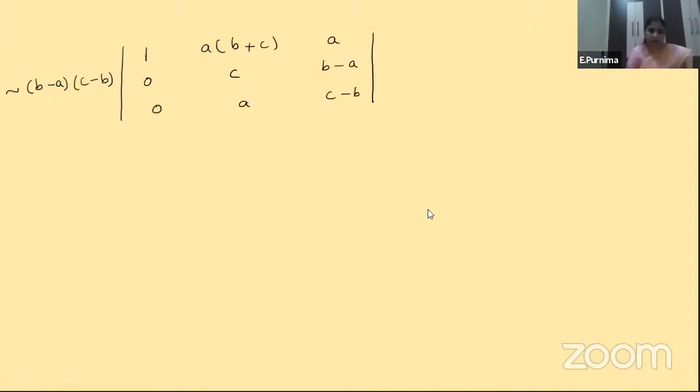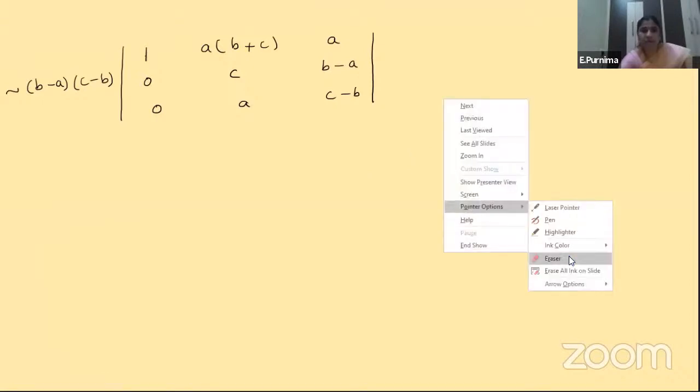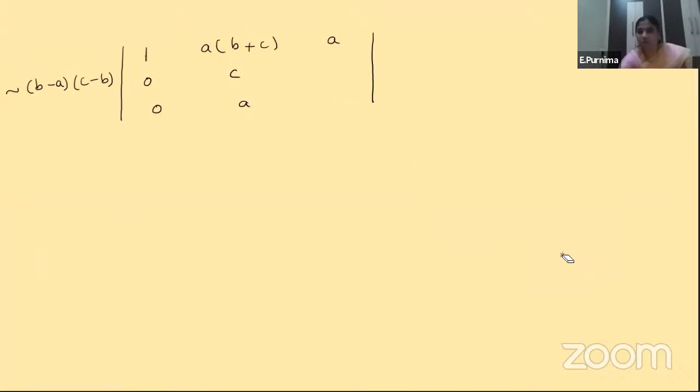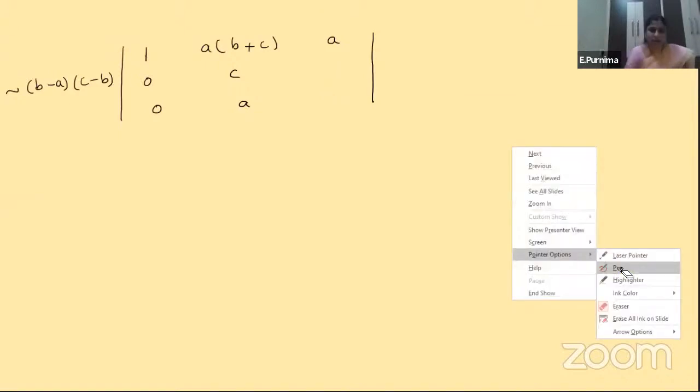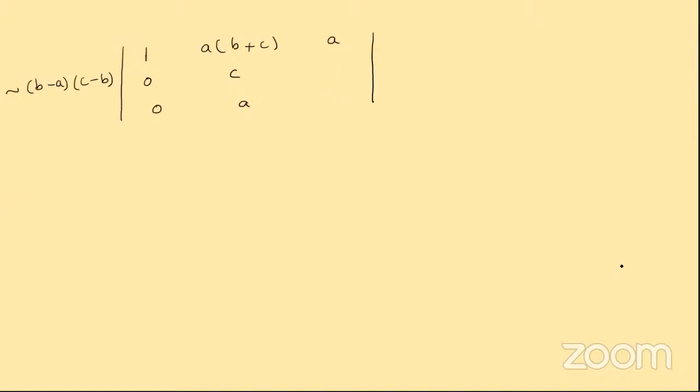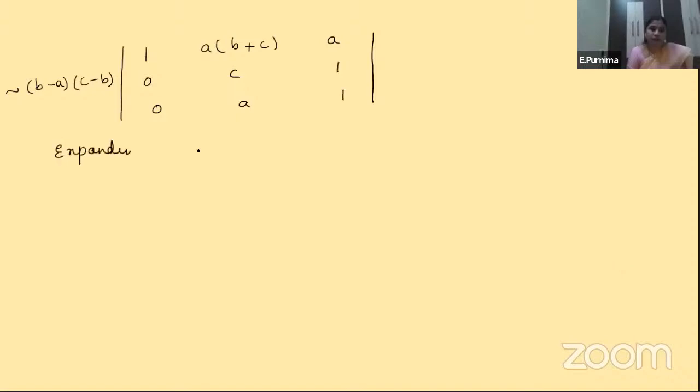Okay, children, understood? Now, after taking B minus A common from the second row, only 1 is left here. From the third row also, after taking C minus B common, we are left with only 1. Here it is 1, and here also it is 1. Now we got 2 zeros in one column. Now let us find the determinant by expanding along C1. As I said, according to any row or any column, we can find the determinant.